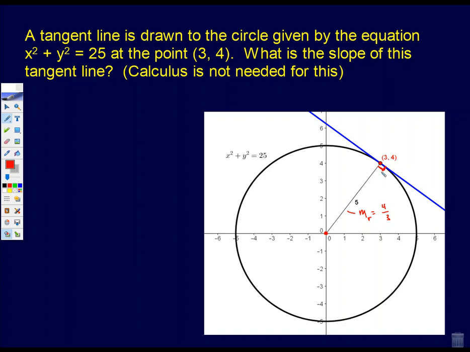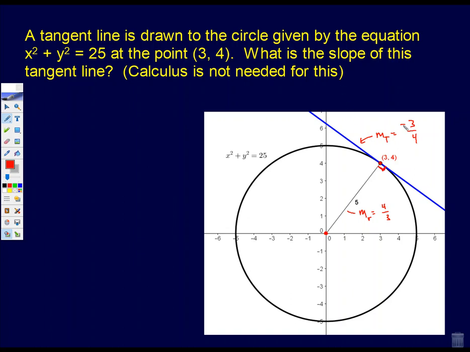However, because the tangent is perpendicular to that, then you learned in your algebra class that if you have two perpendicular lines, the slopes are opposite and reciprocals. So for the slope of this tangent line, it should be the opposite and reciprocal of 4/3. It should be -3/4.